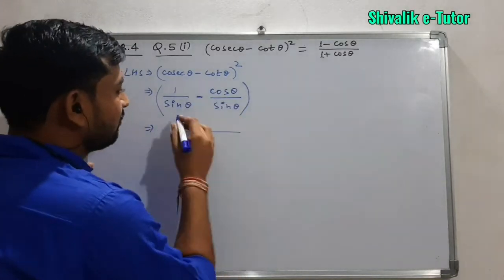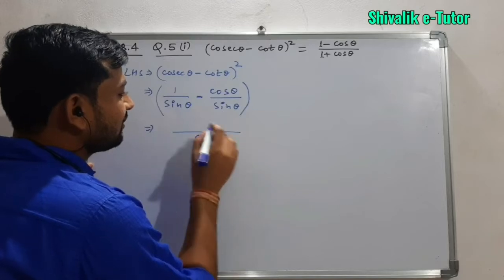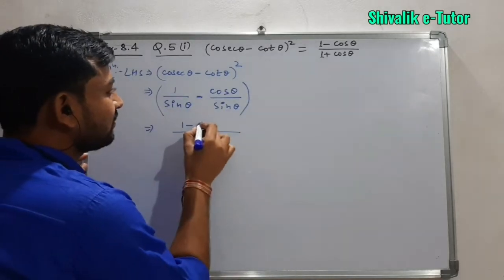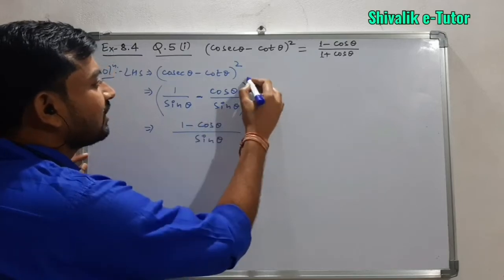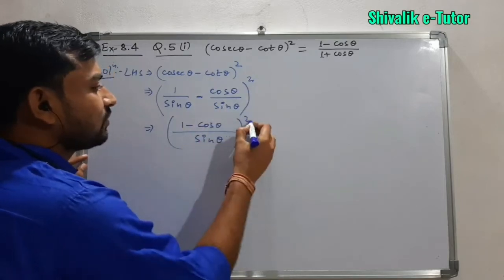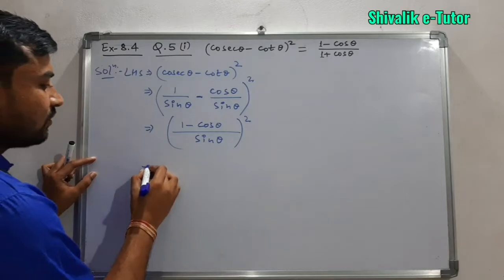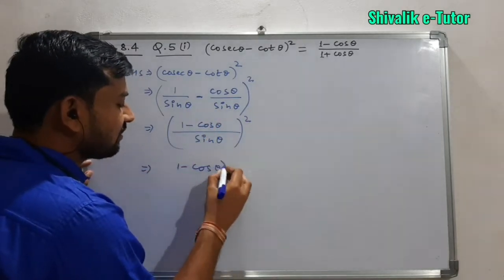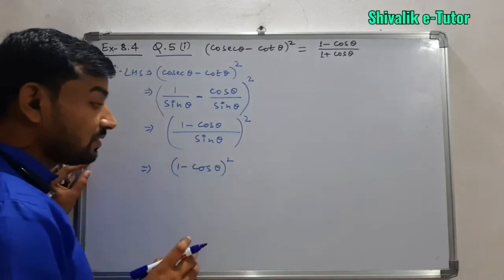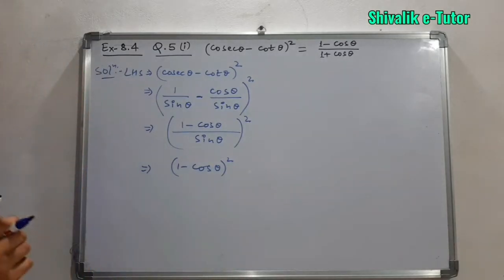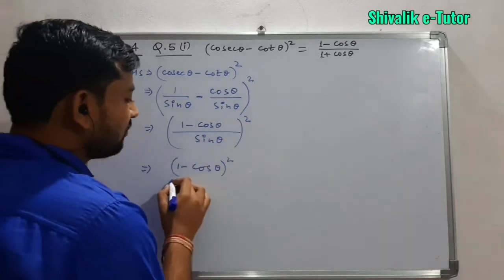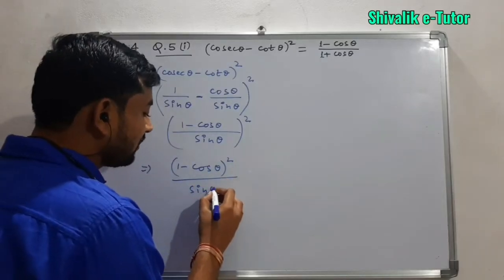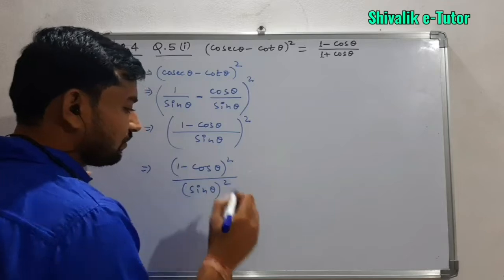So here in the LHS, sine theta is common, so we can take the LCM as sine theta. Now the numerator is 1 minus cos theta and there was whole square of it. So this is what we can write here. Now if we separate the numerator and denominator, this will be (1 minus cos theta) whole square, and in the denominator we will be writing (sin theta) whole square.